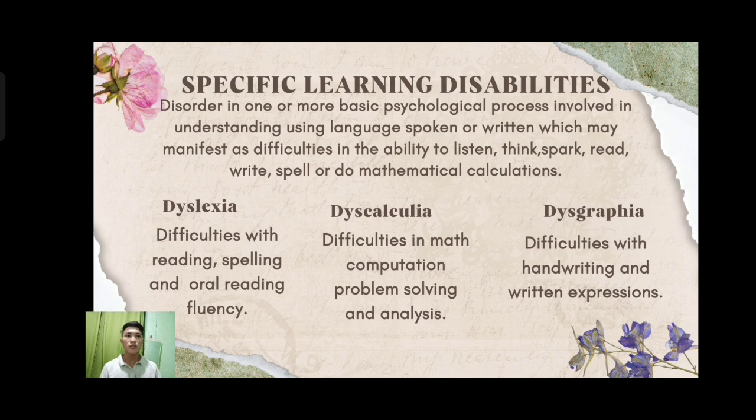The third one is dysgraphia. Learners with difficulties with handwriting and written expression. An example of this is a learner who has difficulties in writing and expression, or has difficulty writing and expressing their thoughts. That is a sign that the learner has a learning disability called dysgraphia.